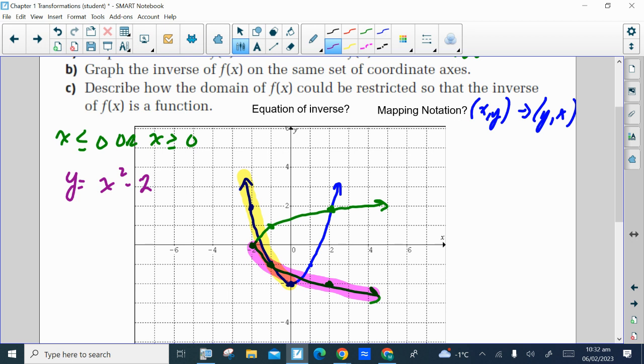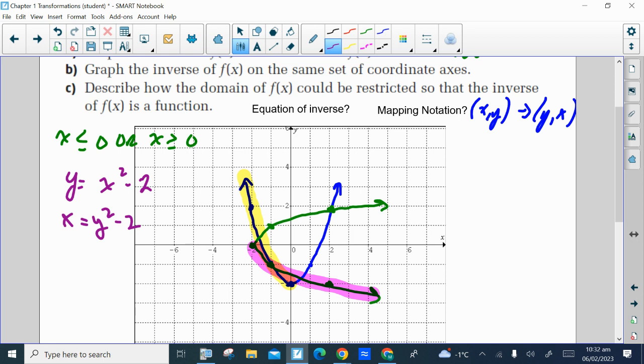Now, to get the equation of the inverse, we'll start with the fact that the original equation was y equals x squared minus 2. Remember, to get points on the inverse, you switch x and y around. So we'll do the same thing to the equation to get the equation of the inverse. Our first step is to switch x and y around. The original equation had y by itself. The inverse has x by itself. The original equation had the x squared. The inverse has the y squared.